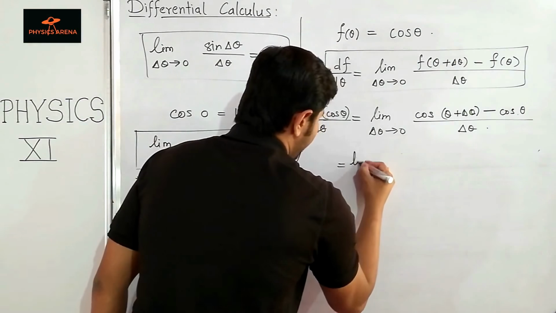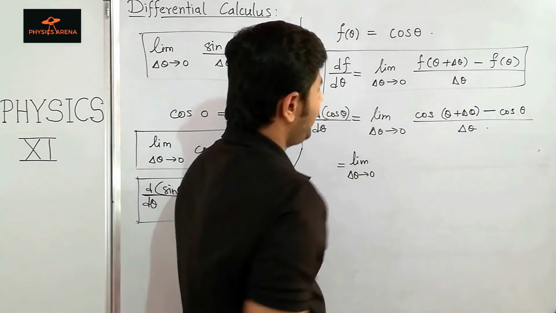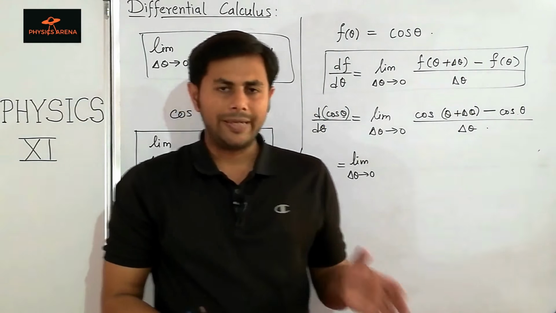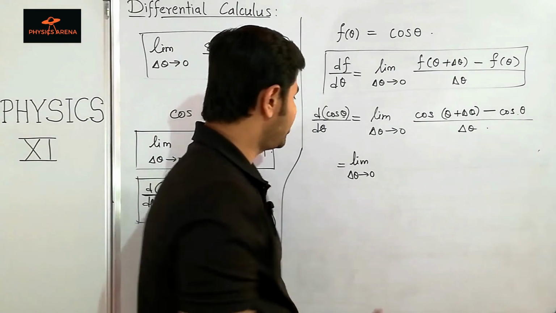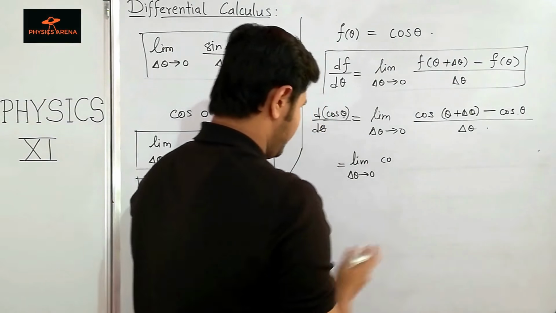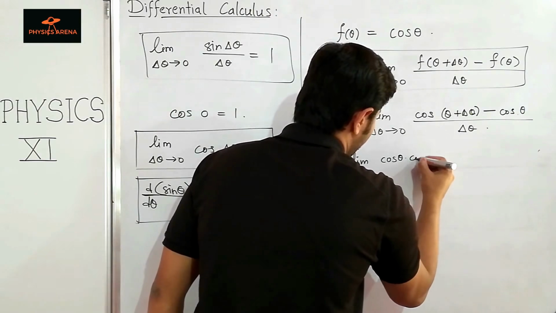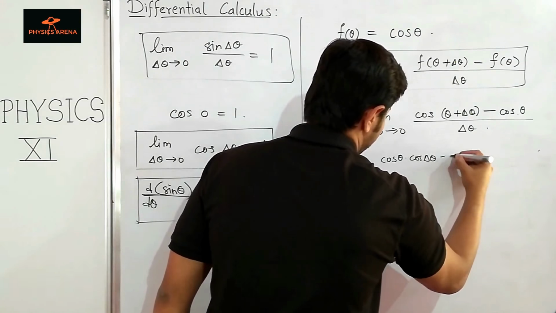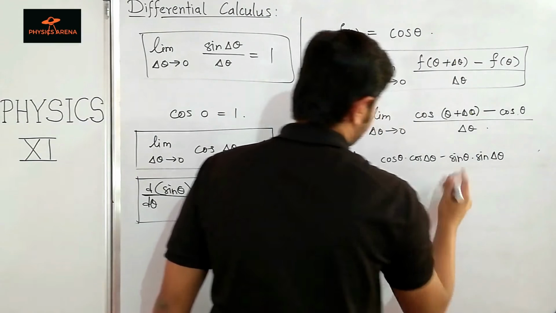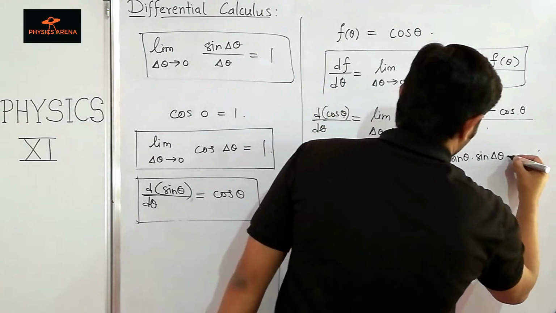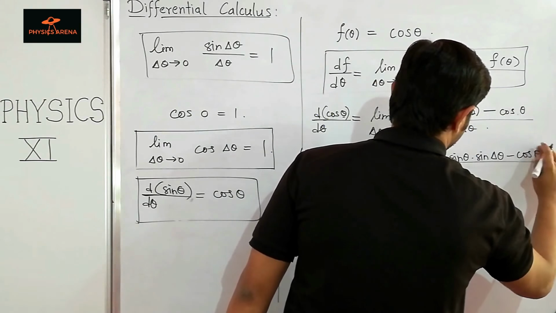Okay, so it is limit delta theta tends to 0, and the formula for this is cos of a plus b is cos a cos b minus sin a sin b. So it is cos of theta into cos of delta theta minus sin of theta into sin of delta theta, minus this cos theta, and divided by delta theta.